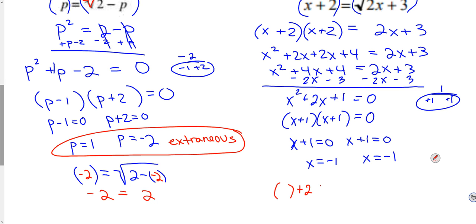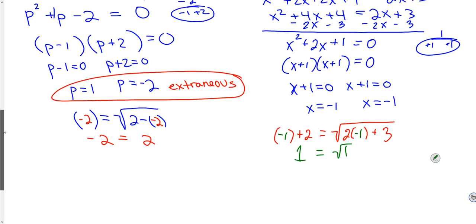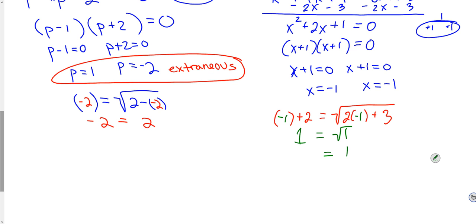Something plus 2 equals the square root of 2 times something plus 3. So remember I said 9 times out of 10 the negative is extraneous? You have to be real careful with that because if you look at this problem, if I plug in negative 1 here, that's a positive 1. If I plug in negative 1 here, 2 times negative 1 is negative 2. Negative 2 plus 3 is 1. And then it's inside the square root, so if you square root it, 1 still equals 1. So this one actually does work.